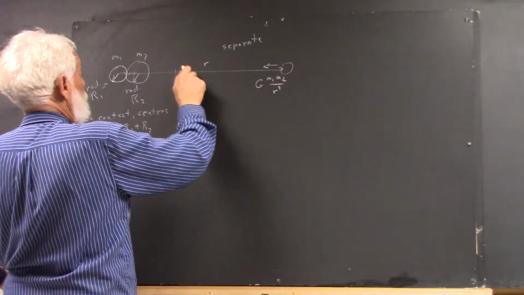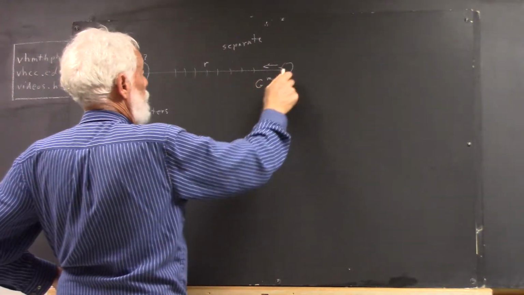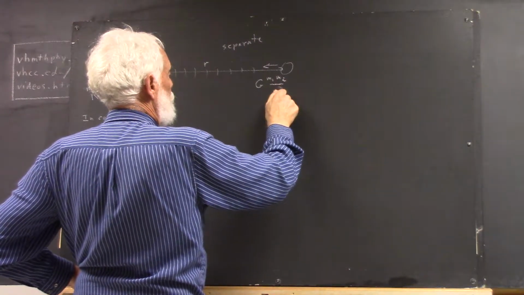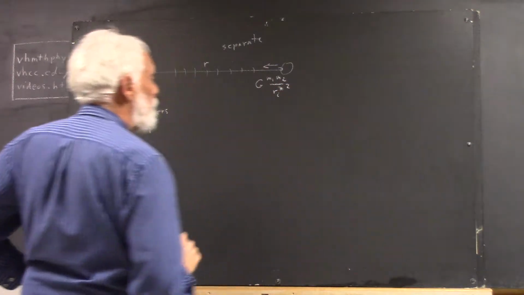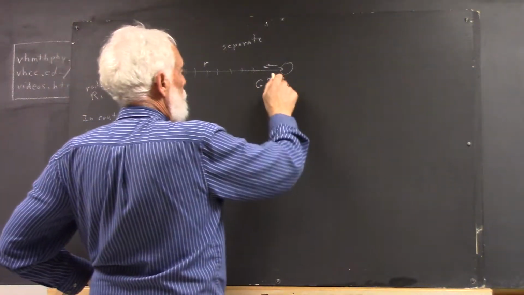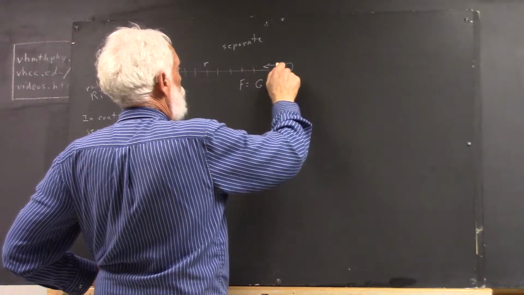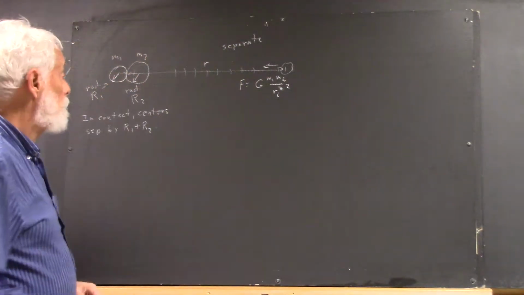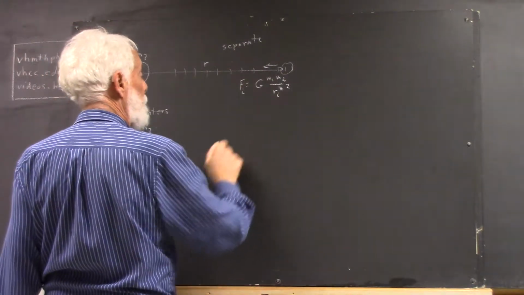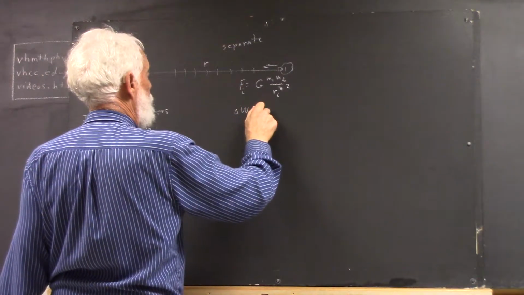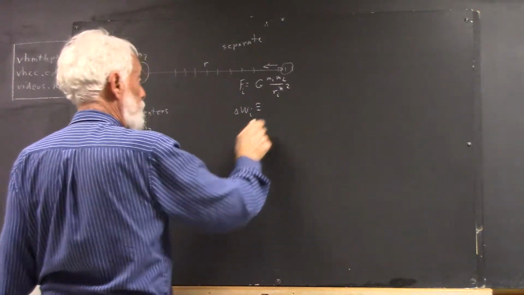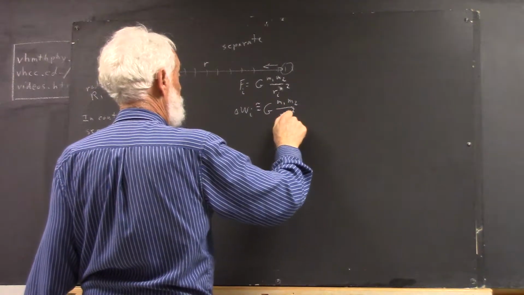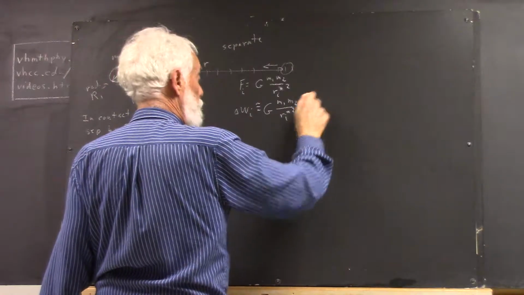Now, if you partition the separation, then you could say that, well, okay, at this point the separation is approximately R sub I. We'll make that R sub I star, and that will be the typical force for that particular interval, subinterval. So that'll be the force F sub I. The work done will be approximately equal to G M1 M2 over R I star squared times delta R sub I.